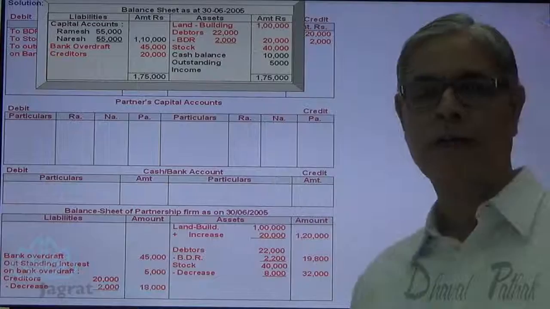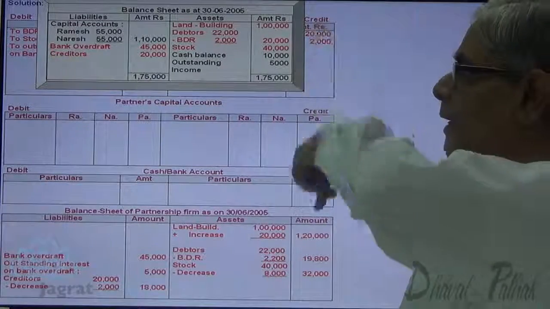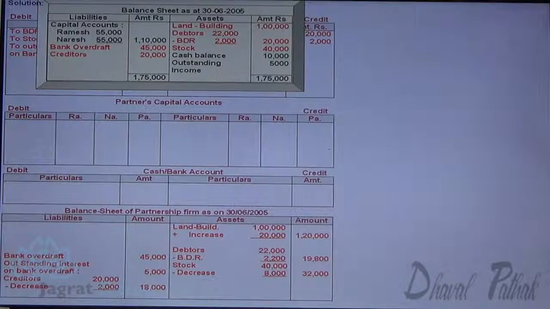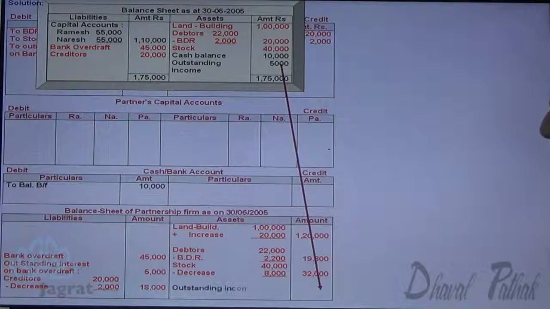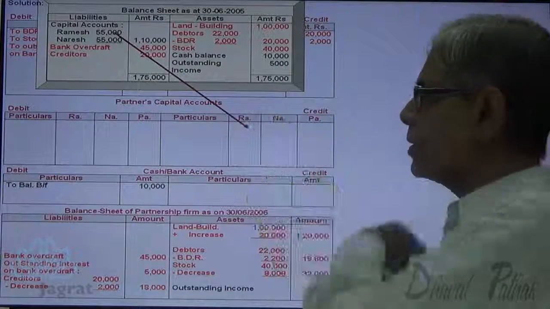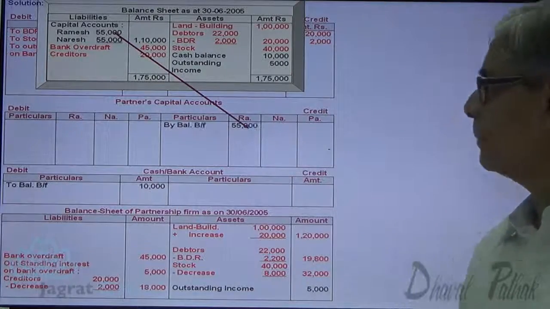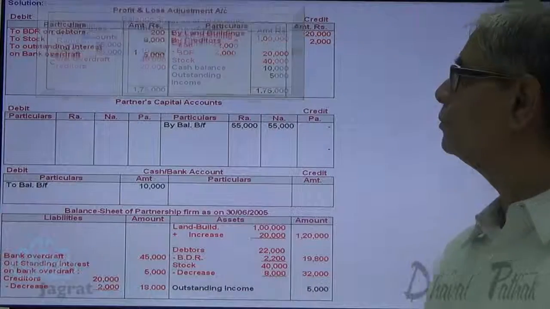Now all revaluation adjustments are over. I want to consider the remaining details from the balance sheet. That is known as copy the balance sheet. Cash balance brought forward. Outstanding income appears on the balance sheet asset side. Capital of Ramesh is credited to Ramesh capital account on the credit side, balance brought forward. That of Naresh 55,000.